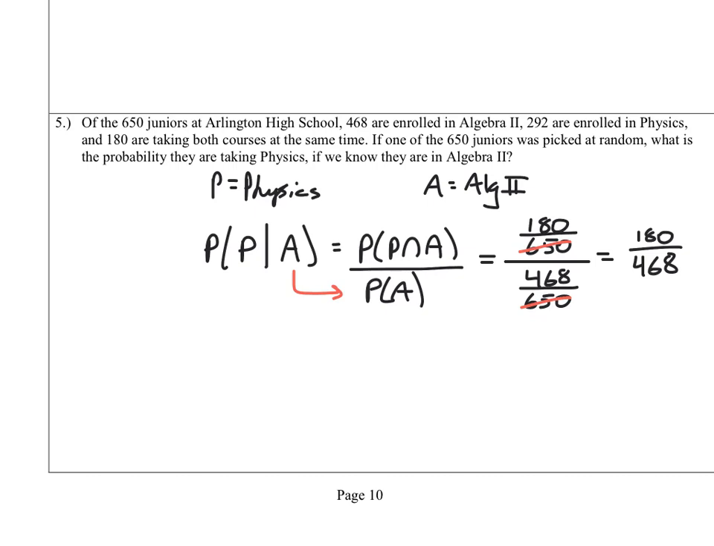And in probability, again, you do not have to simplify. So if you get an answer of 180 over 468, you can actually leave it as 180 over 468. If you did simplify it, it would come out to 5 over 13, and that is also fine. All right, next page.